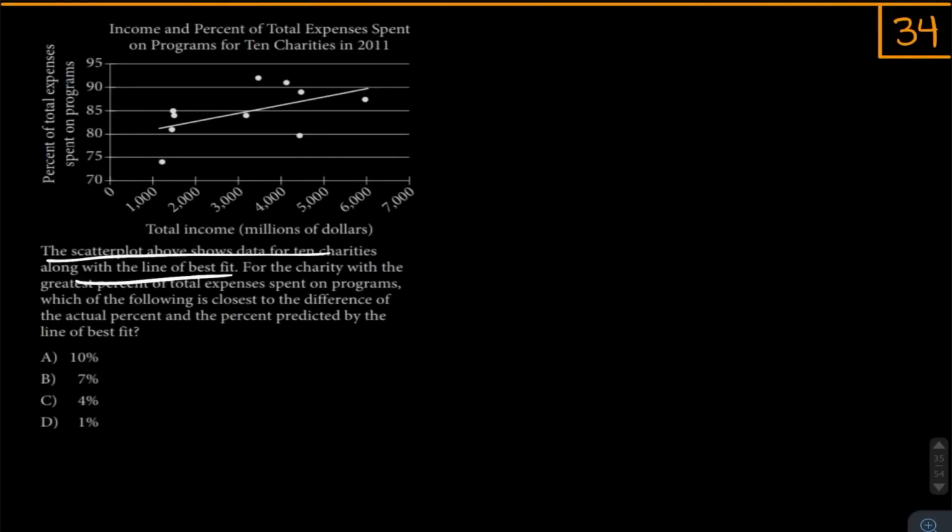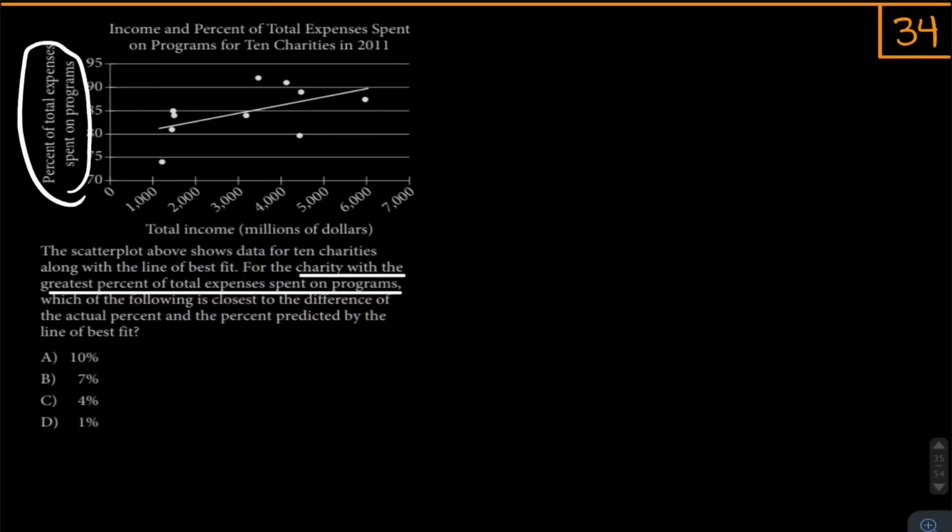This first sentence here, really, it's whatever. Okay, we get a line of best fit. We're talking about charities, cool. For the charity with the greatest percent of total expenses on programs, which charity is it talking about here? Well, each one of these dots represents a charity. And percent of total expenses spent on programs is the y-axis here. So if we're trying to see which one has the greatest percent of total expenses, well, it would be the one that's highest up on this axis. And that's this charity right here.